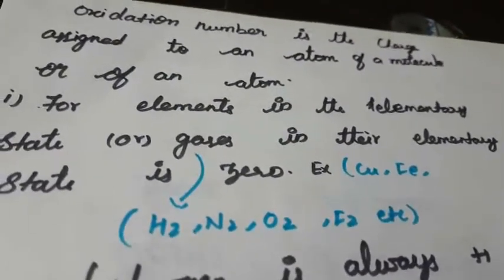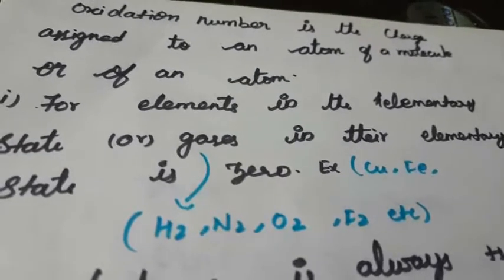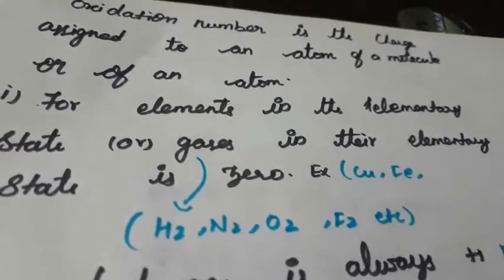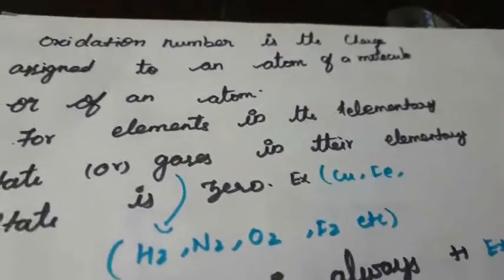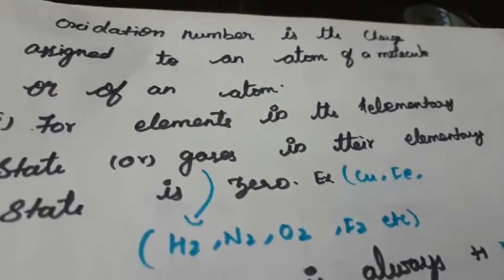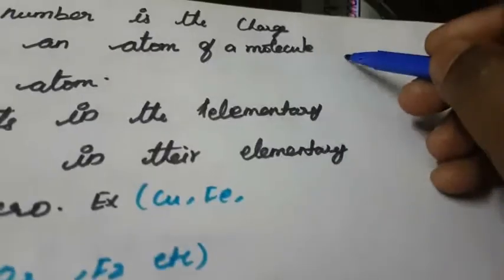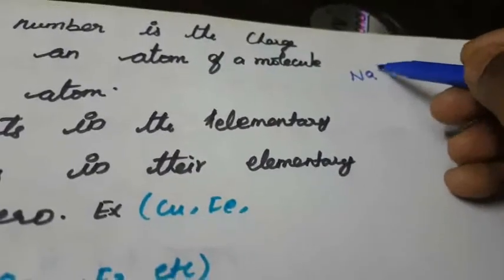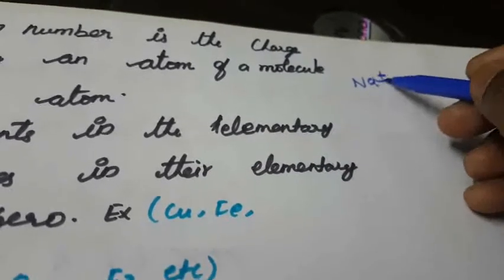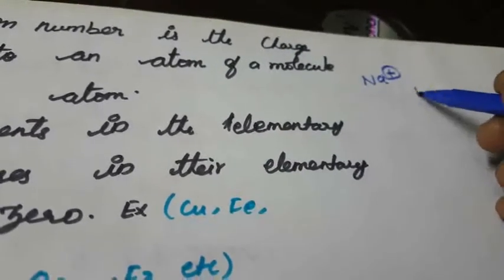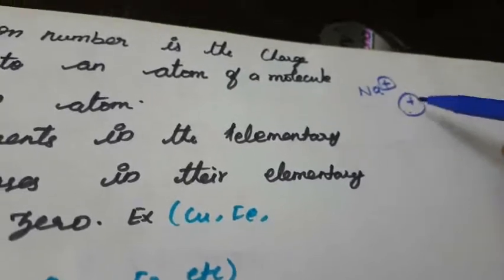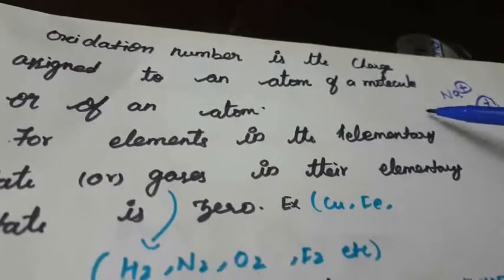Oxidation number is the charge assigned to an atom of a molecule or of an atom. Say, for example, Na+, that is the Na+ ion. This is the oxidation state of sodium, that is +1. That is called the oxidation number.